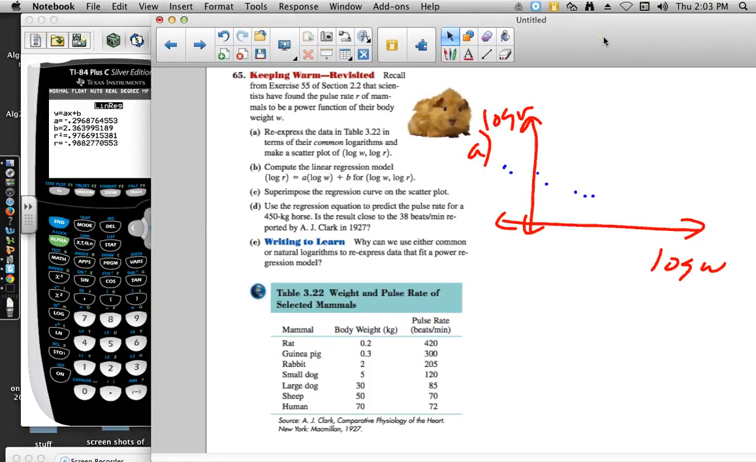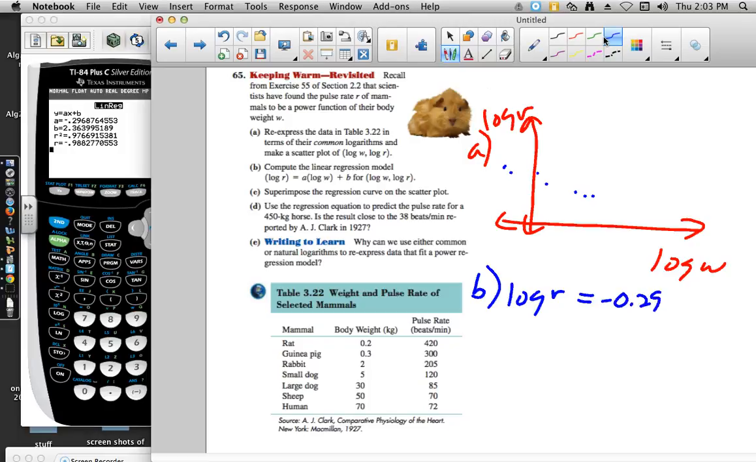And there it is. So with that logarithm information, we know that the logarithm of r equals a, which is negative 0.297, times the logarithm of w, and then plus b, and our b value is 2.364. So we have all of that ready to go, and then we see that there's more follow-up. This problem has a lot of follow-up here.